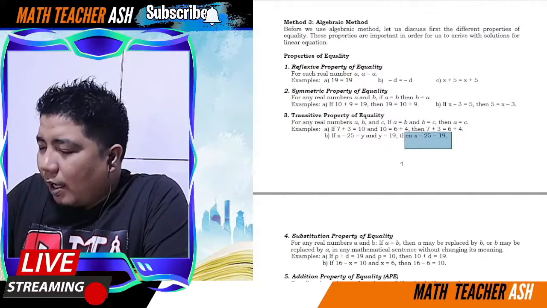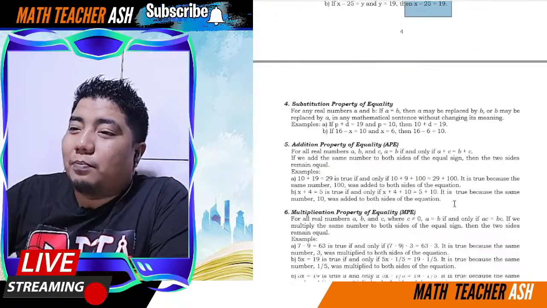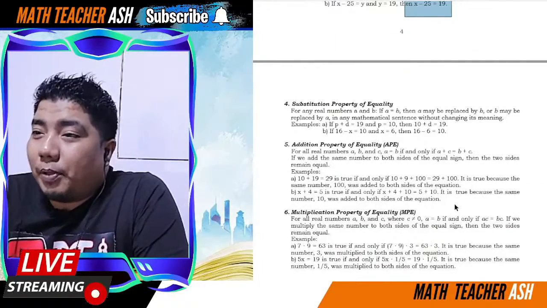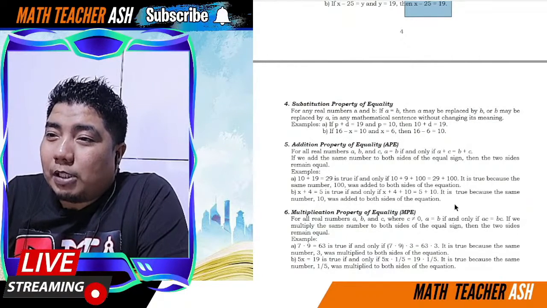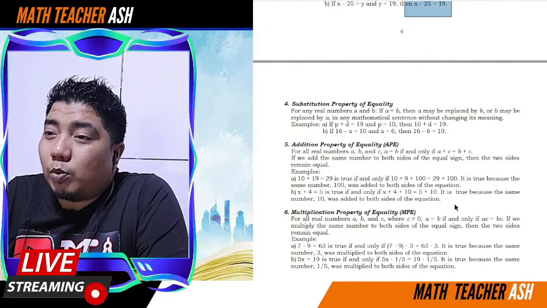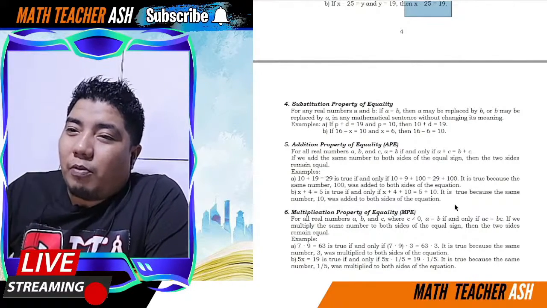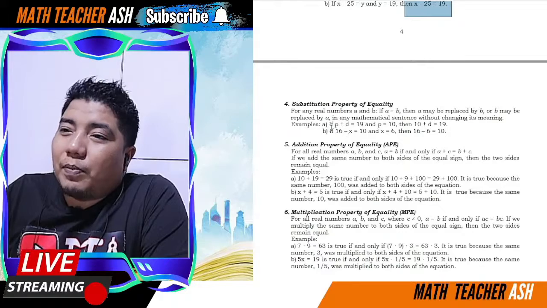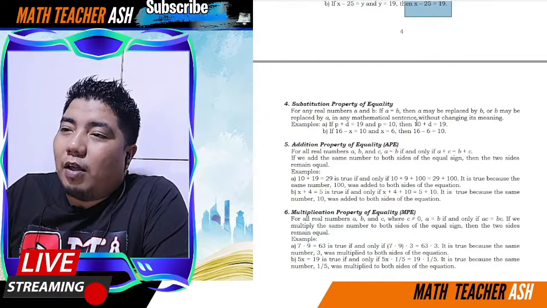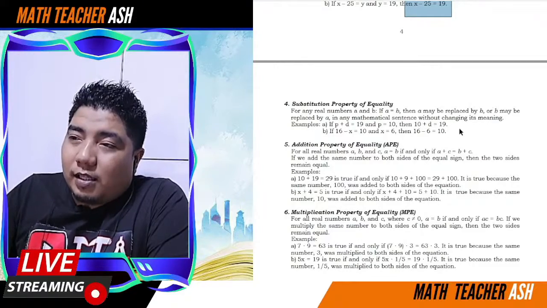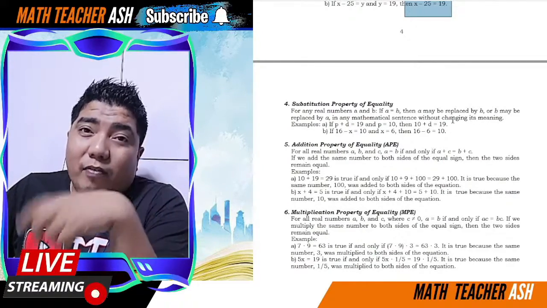Okay. Next, we also have the substitution property. Okay. So, from the substitution property, A may be replaced by B or B may be replaced by A in any mathematical sentence without changing in its meaning. So, focus tayo dito, my dear math learners, ha? If P plus D is equal to 19 and if P is equal to 10, then we can say that 10 plus D is equal to 19. So, may pinalitan lang. Katulad lamang ng evaluation kanina.